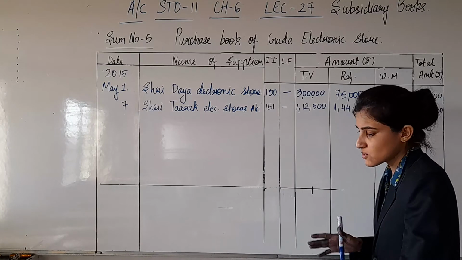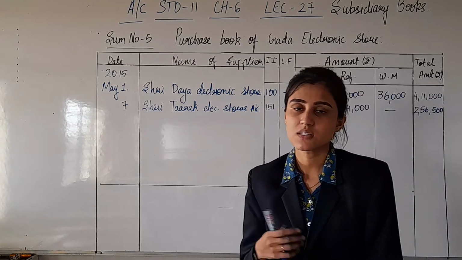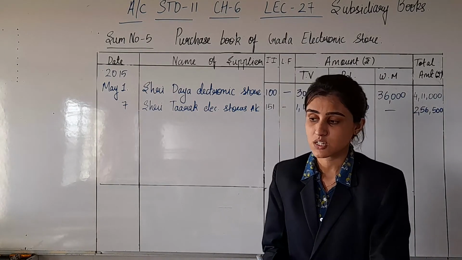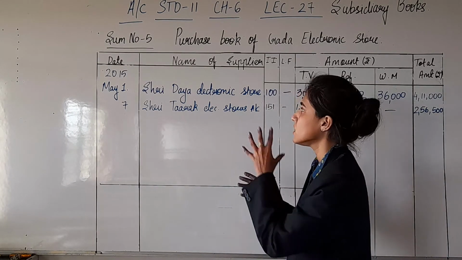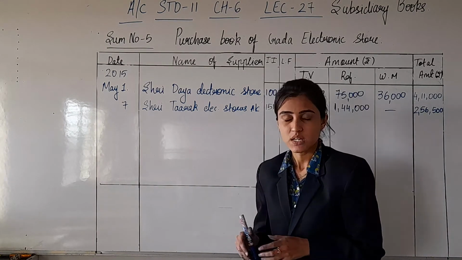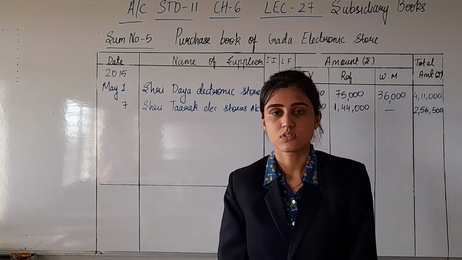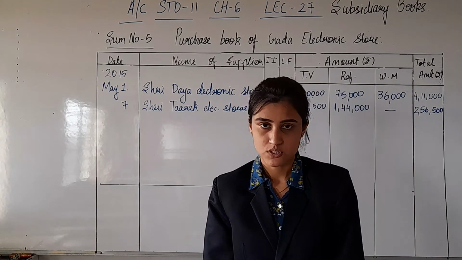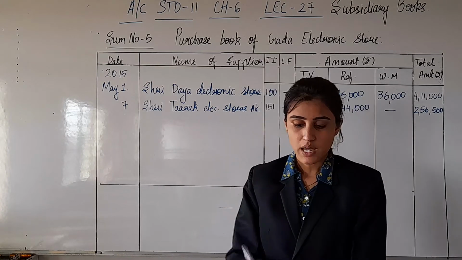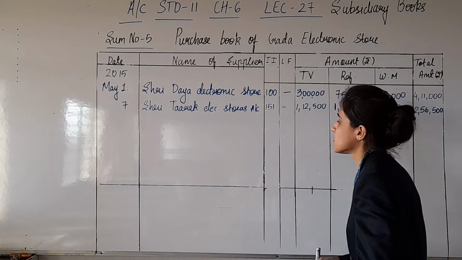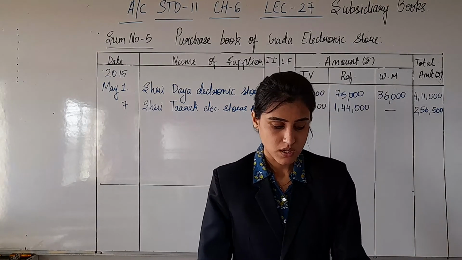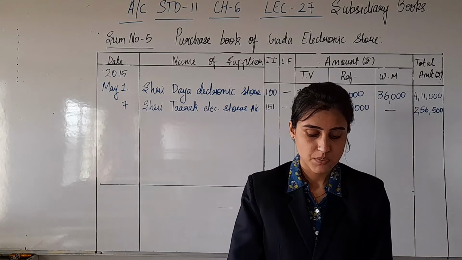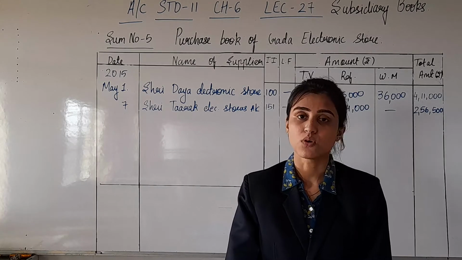So once the amount is immediately paid, it is considered to be a cash transaction completely, and a cash transaction cannot be recorded in purchase book. Only credit transaction of goods can be recorded in purchase book. So again we'll write down a note for this below the purchase book. On 20th of May, cash transaction will be recorded in cash book.